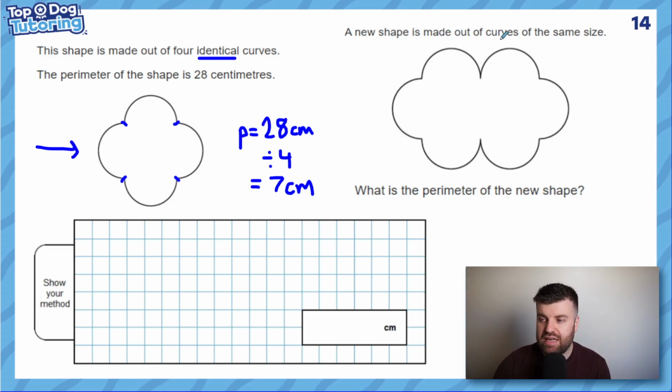A new shape has been made up out of curves the same size. What is the perimeter of this new shape? Show your method in this box. Have a go at jotting it down, or maybe you can try and do it in your head if you don't have paper. Whatever you do, try and get to an answer. Then I'll go through it with you afterwards.